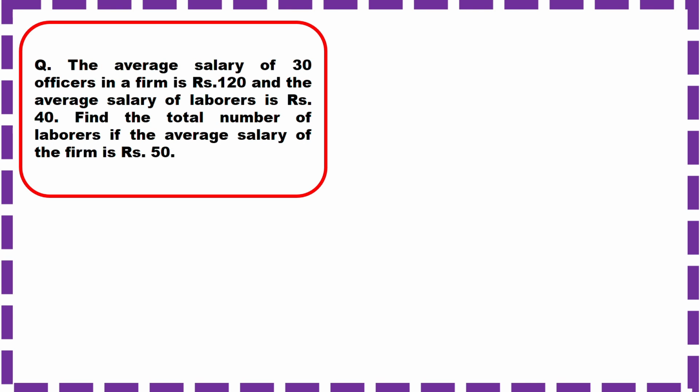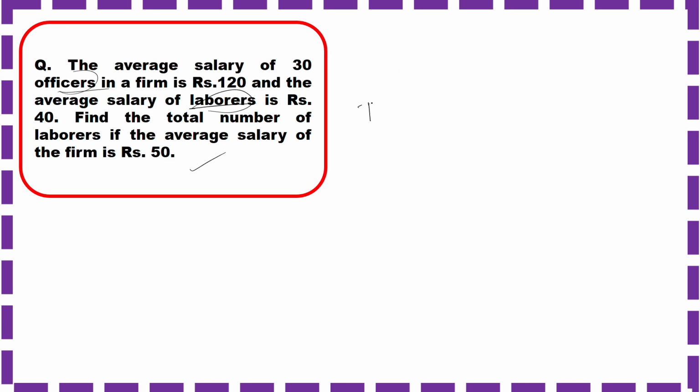The average salary of 30 officers in a firm is rupees 120 and the average salary of laborers is rupees 40. Find the total number of laborers if the average salary of the firm is rupees 50. Here, just remember this: you can simply say that the total salary of the firm, here we have the salary of officers as well as the salary of laborers. So the total salary of the firm is equal to the total salary of officers plus the total salary of laborers, right?